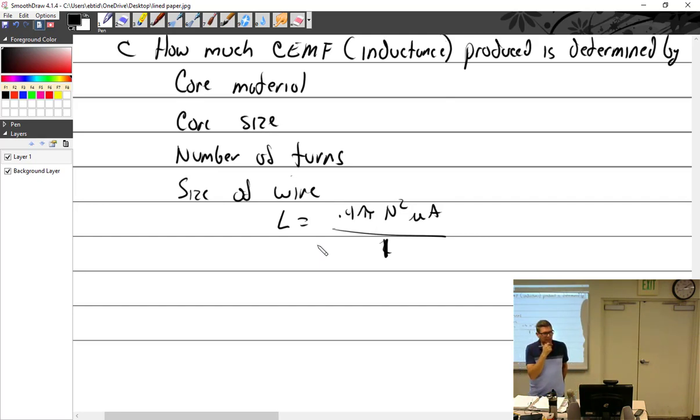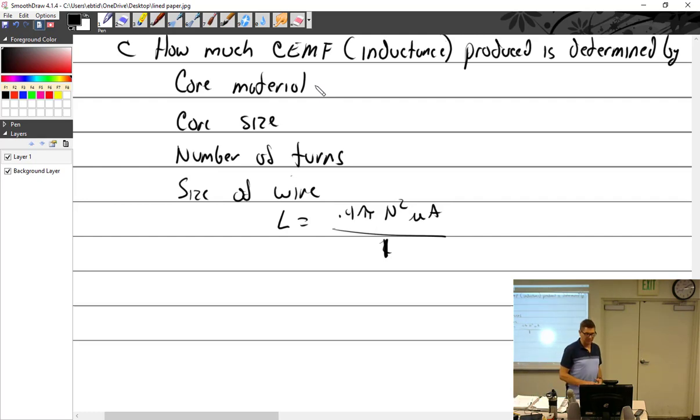But again, so everybody's with me now. We can look at the formula, and the takeaway from the formula is the items that we just talked about: material, core size, number of turns, size of wire. So core material, if it's magnetic, is that going to be more or less EMF, more inductance? More. Okay. More turns is more inductance. Yep.